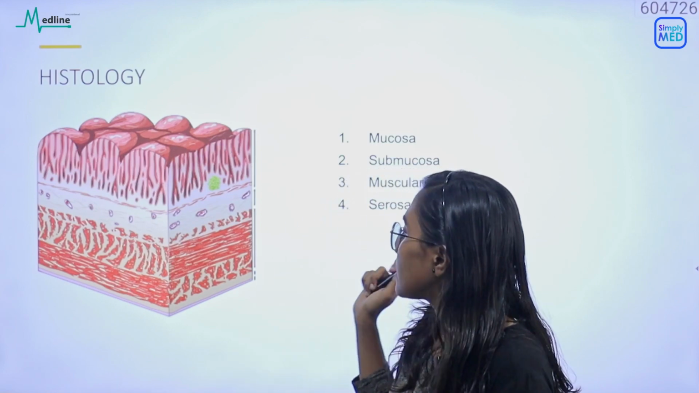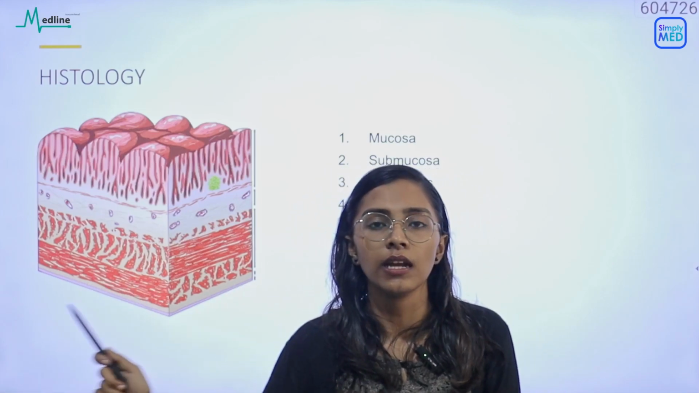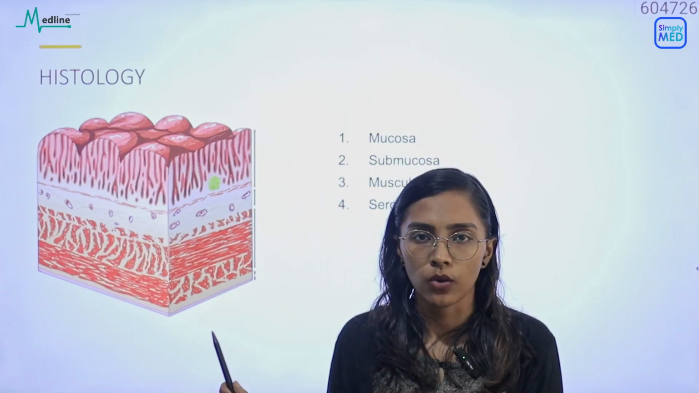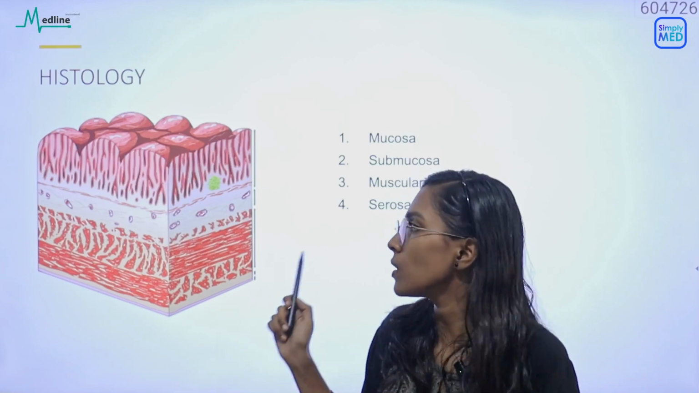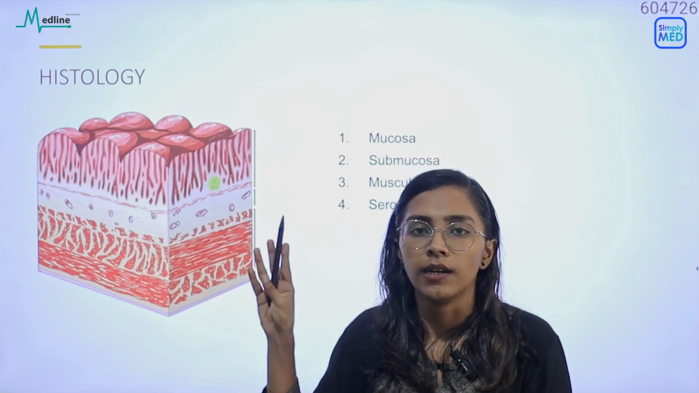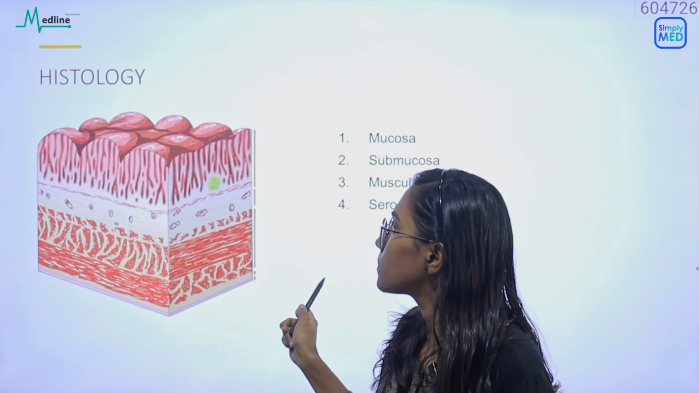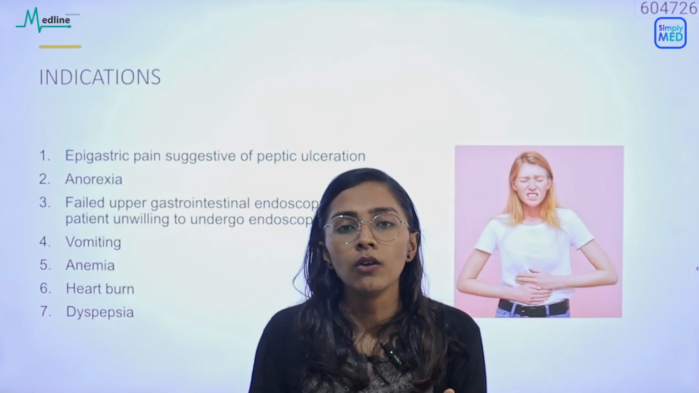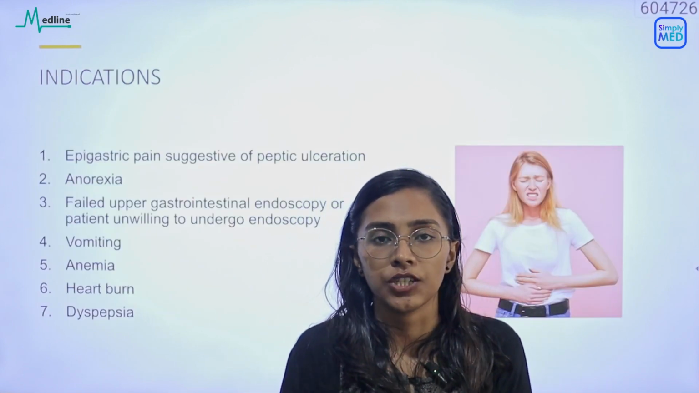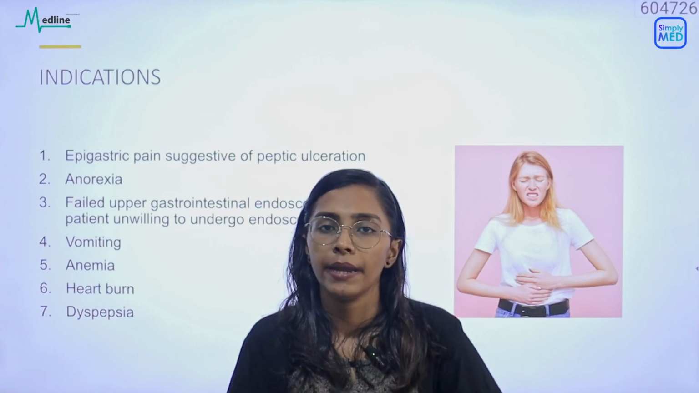And finally we have the serosa. Serosa is the outermost layer of the stomach wall. It has the blood supply and all. So this is the basic histology of the stomach. Now let's come to the various indications where we go for a barium meal study.